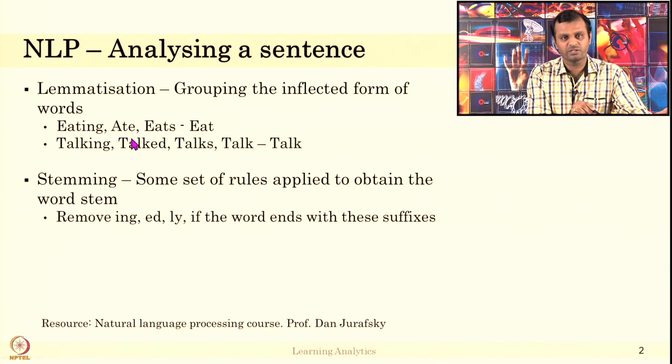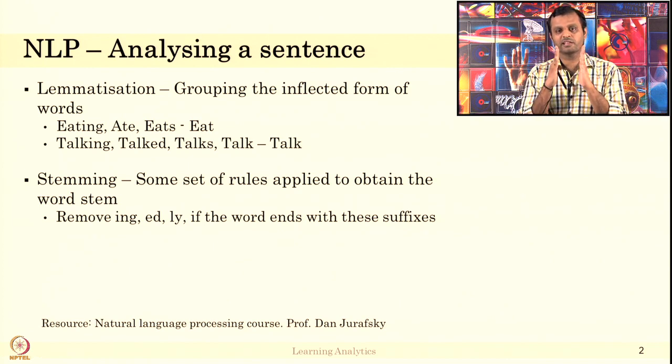So, ate will be ate only, ate will not be converted to eat. Eating, with ing removed, is eat. Talking, talks, talked become talk. So, remove ing, ed, ly: if the word ends with these suffixes, that will be stemming. You take the stem of the word and remove the extra suffixes. That is the thousand-foot view of what is lemma and stemming. I am not talking about any mathematical forms or the algorithm behind it, but that is not needed.